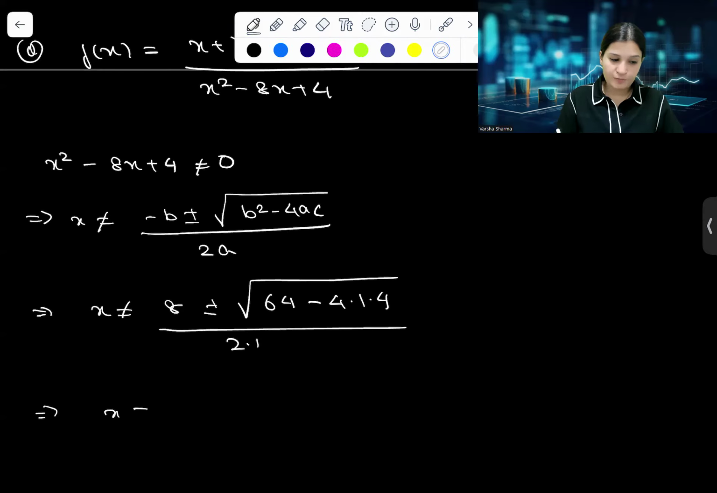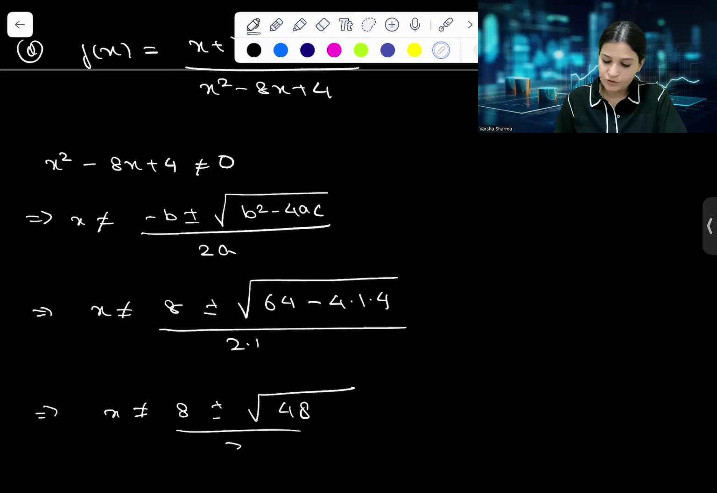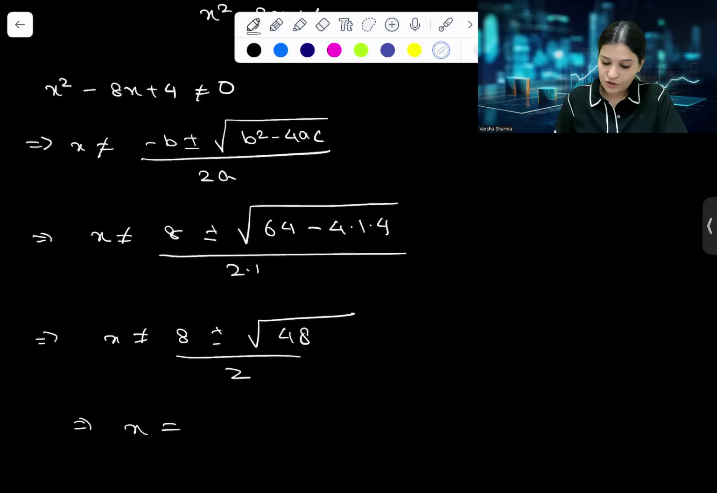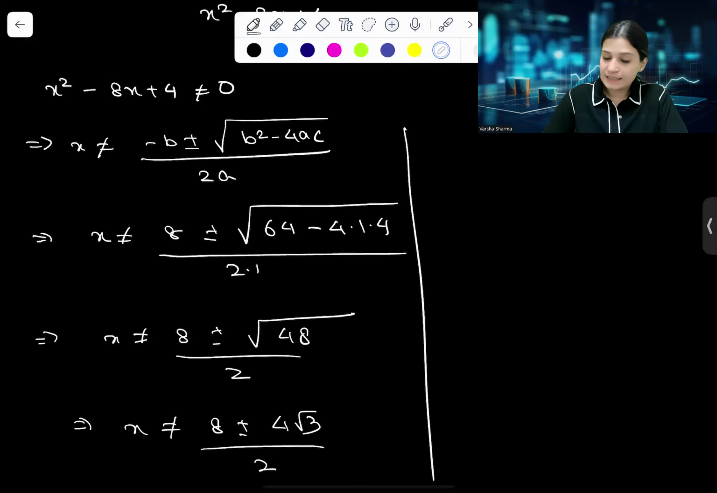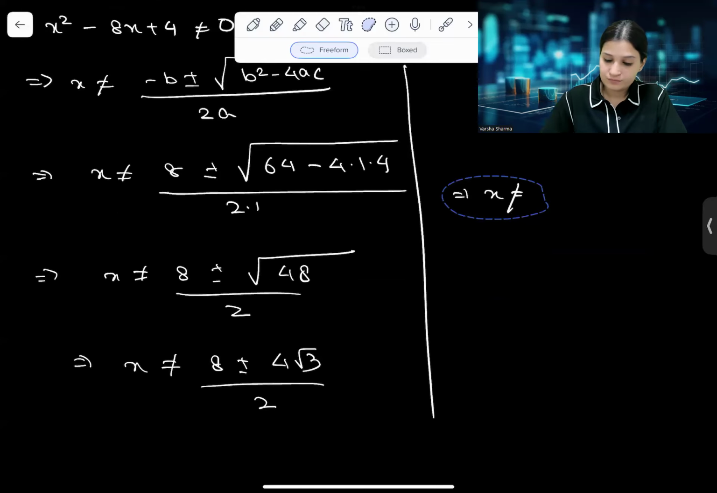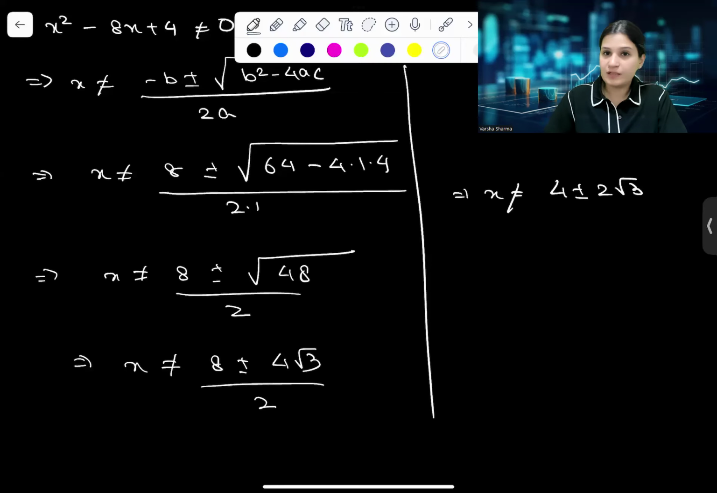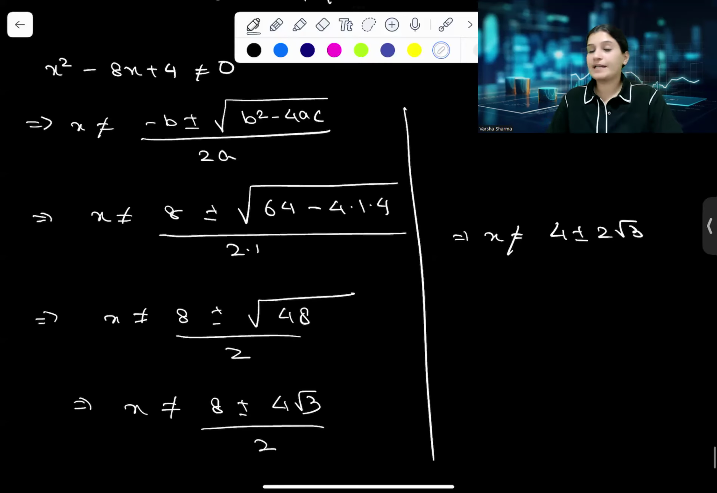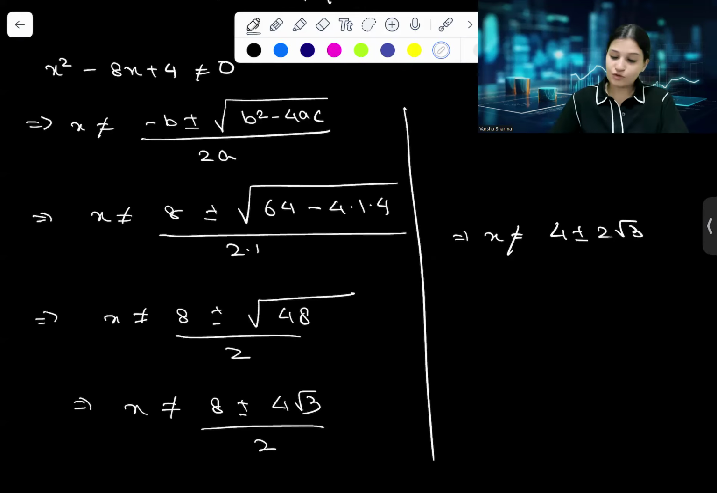So x should not be equal to, please solve, root 48. 8 plus minus root 48 upon 2. x should not be equal to 8 plus minus 4 root 3 upon 2. I can cancel 2 taking common. x should not be equal to 4 plus minus 2 root 3. Yes or no?